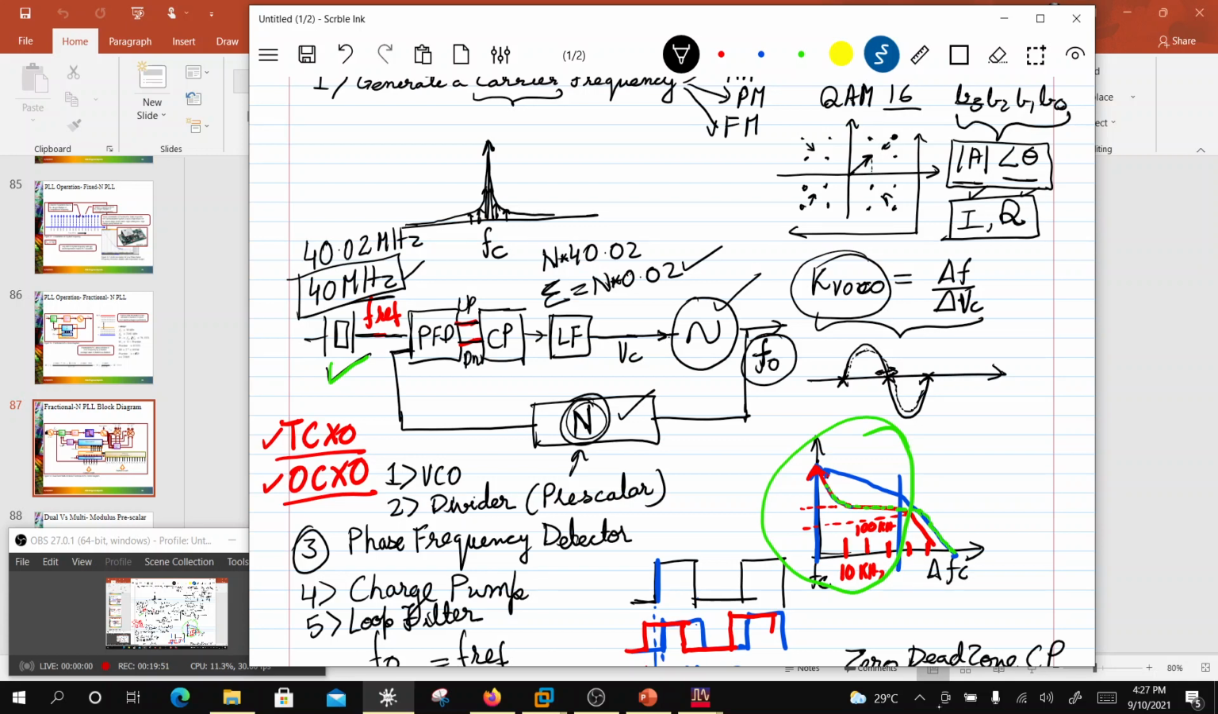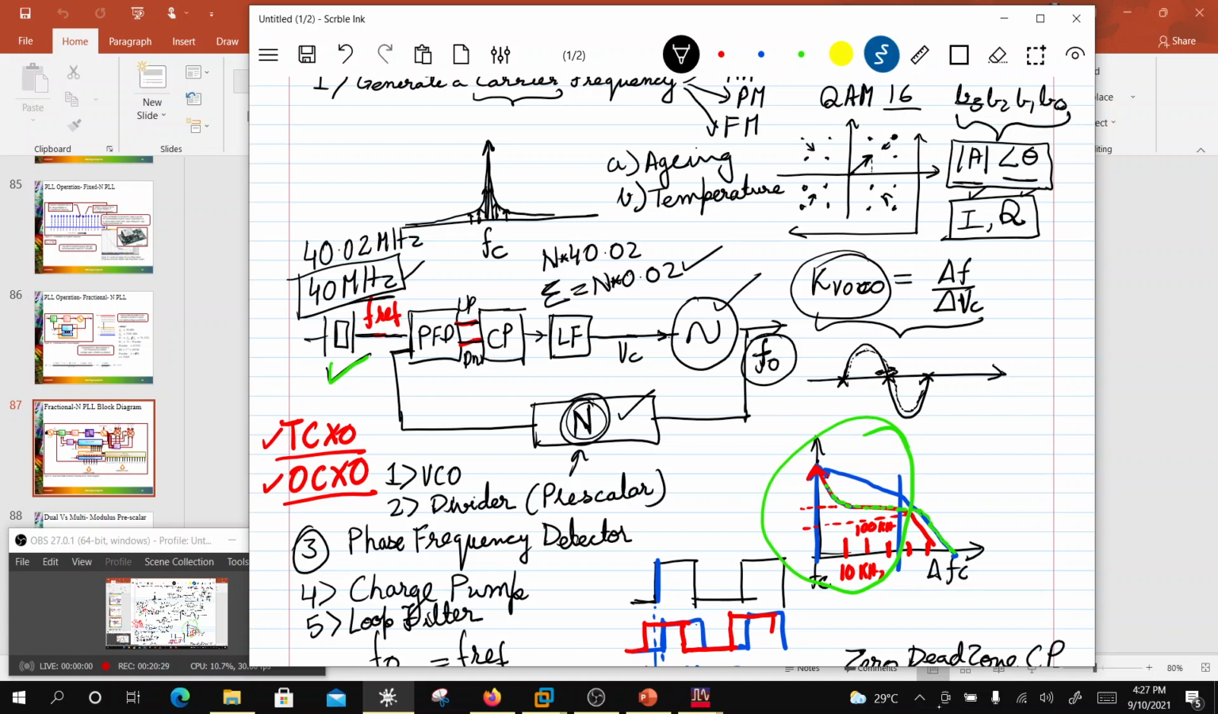So one problem here is the aging. The other problem here is the temperature dependence of this crystal, right? So again, a temperature compensated crystal is going to be much better, or an oven compensated crystal is going to be much better compared to a normal crystal which you see. Now these are the two variations in the reference frequency.